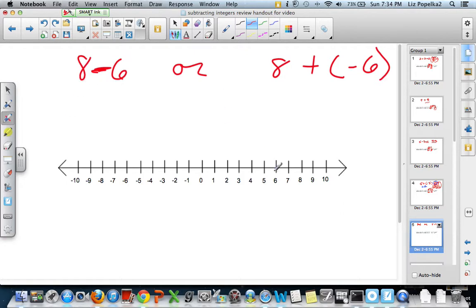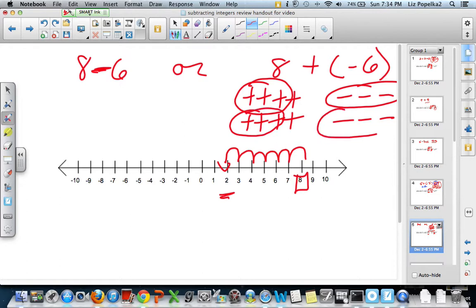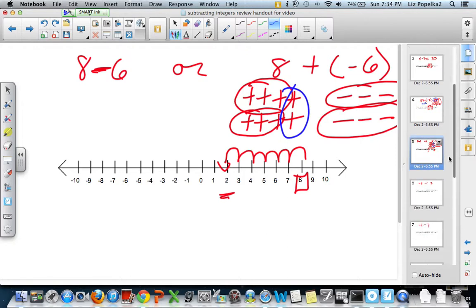For example, if we do 8 minus 6, you could think of it as 8, take away 6, which is 1, 2, 3, 4, 5, 6, which takes you to a positive 2. Or you could think of it as a positive 8 and add to it a negative 6. So these 3 positives would cancel out these 3 negatives. These 3 positives would cancel out these 3 negatives. And you would be left with this positive 2 left over. So either way, whether I'm subtracting or adding a negative, I get exactly the same answer.